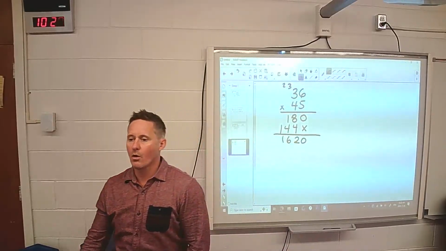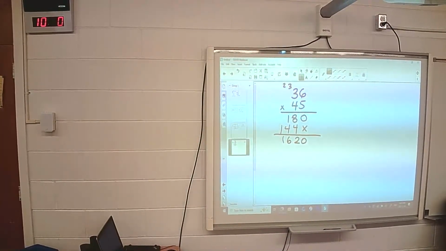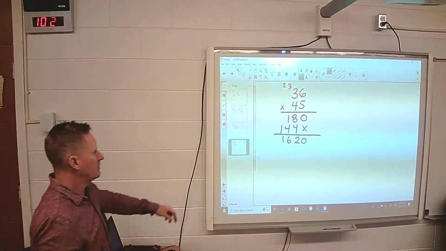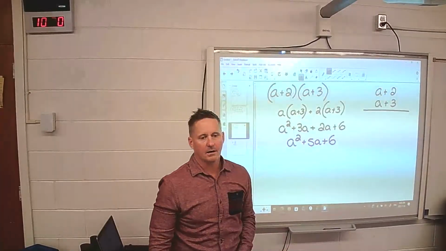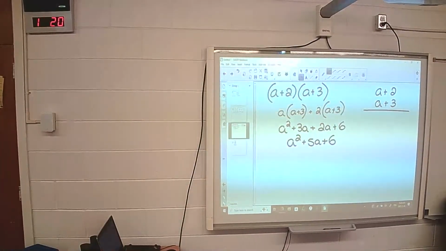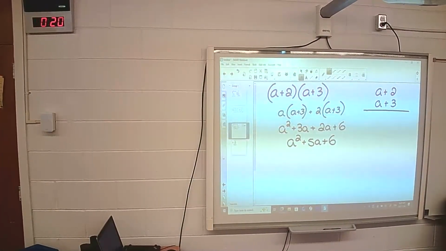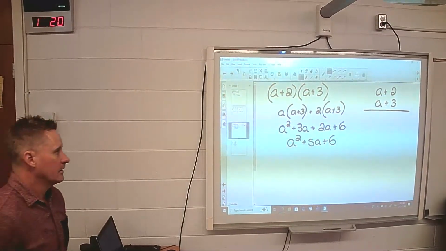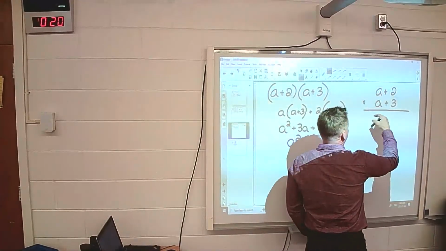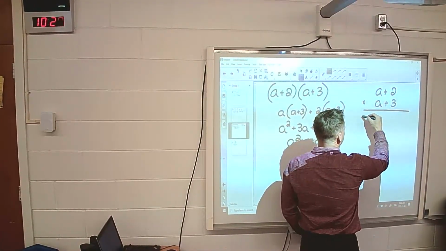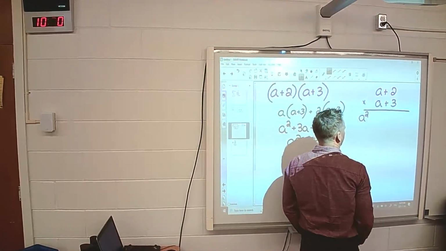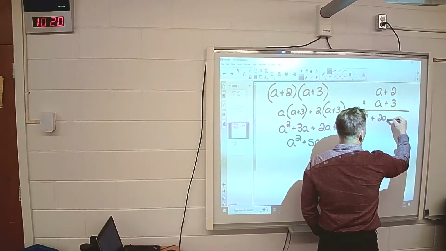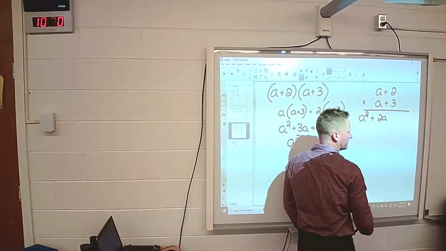Okay. So we work from right to left in multiplication. Yes? All right. I'm going to do that here, but I'm going to work left to right. So I'm going to start with the A on the bottom of the 2. A times A is A squared, sorry. A times 2 is 2A. 3 times A is 3A.